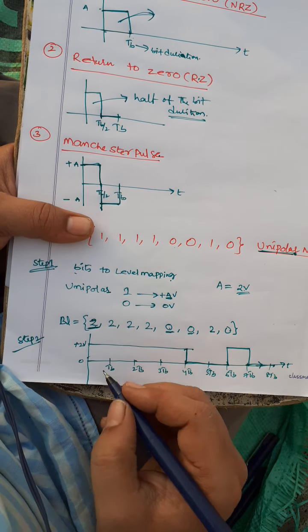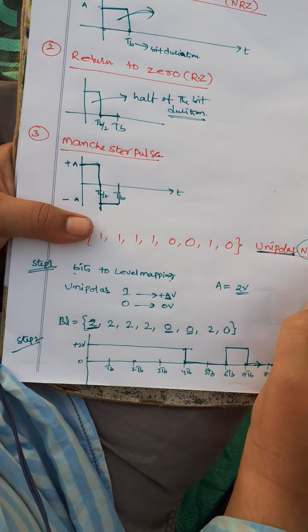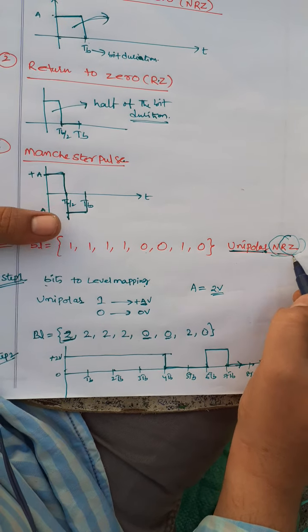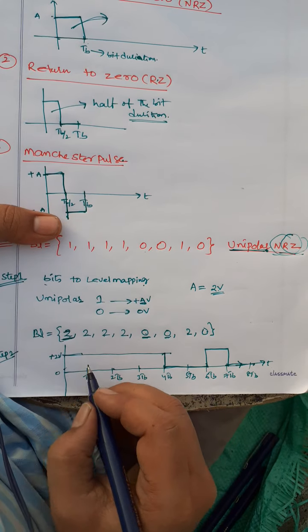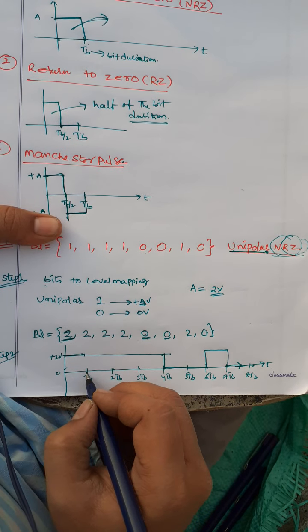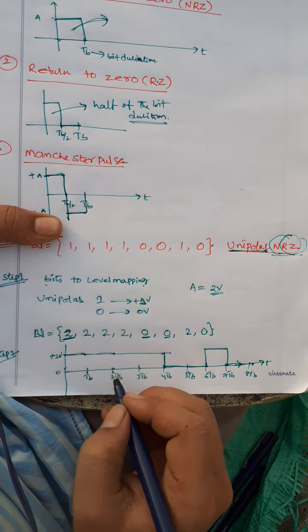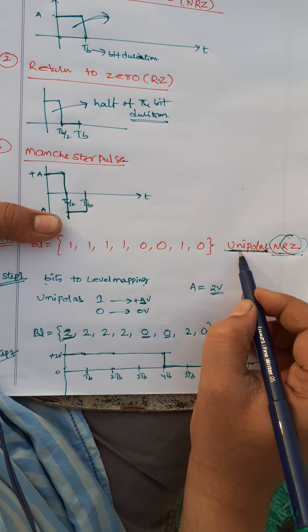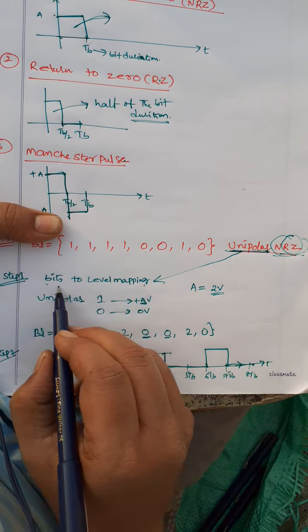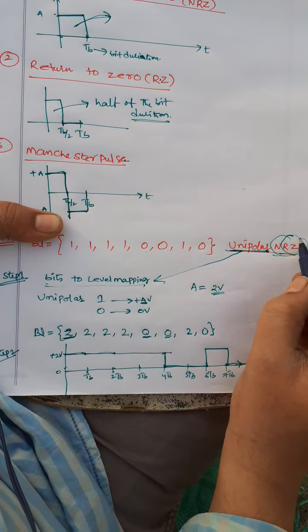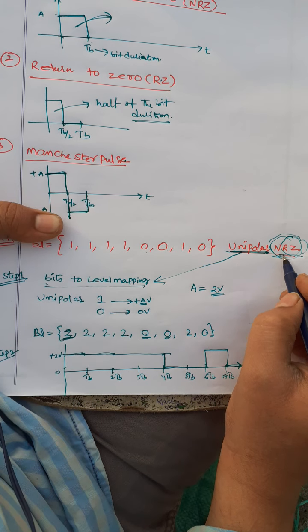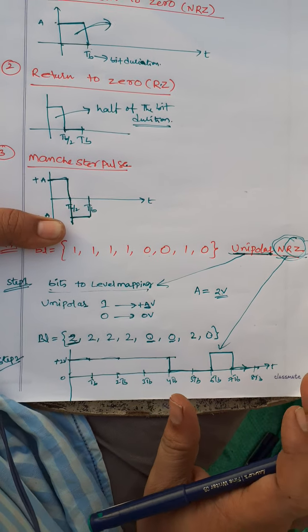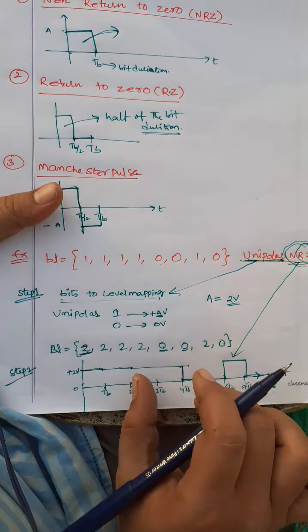This is NRZ, meaning non-return to 0. Within the TB duration the signal does not return to 0, and in the next TB duration the signal does not return to 0. This is unipolar. First, using the unipolar technique, I made the bits to level mapping. Next, using the available pulses, I drew this graph. I hope all of you are clear on this example.